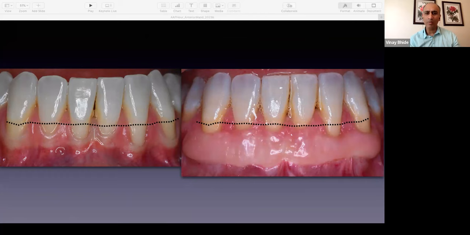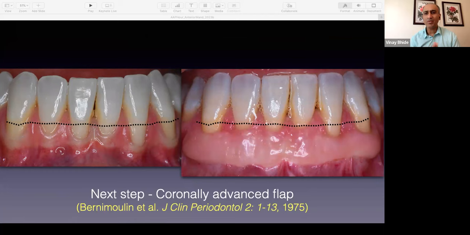And now all we need to do is, if the patient really wants root coverage, we can do a coronally advanced flap, particularly for the 22 and the 23, as described by Bernie Moulin in the mid-70s. But that's really elective. That's really up to the patient. If she wants to do it, I'll be happy to do it for her. At this point, she's just happy that she's not noticing progression and her sensitivity is much reduced. And so I'll be following up with her on an annual basis to see if we get further creeping attachment.